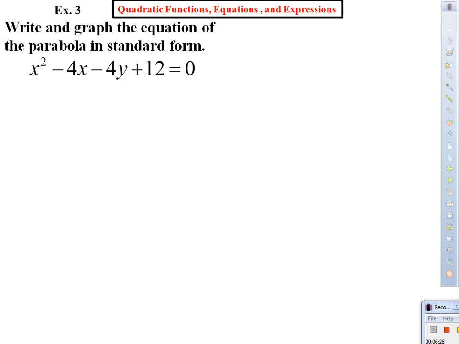Copy that, please, on your Cornell notes. It says, example 3, write and graph the equation of the parabola in standard form, x squared minus 4x minus 4y plus 12 equals 0. Copy that, please. Yes, write the instructions at least for this one, because it's going to be the same instructions for the rest. I'll give you some time.